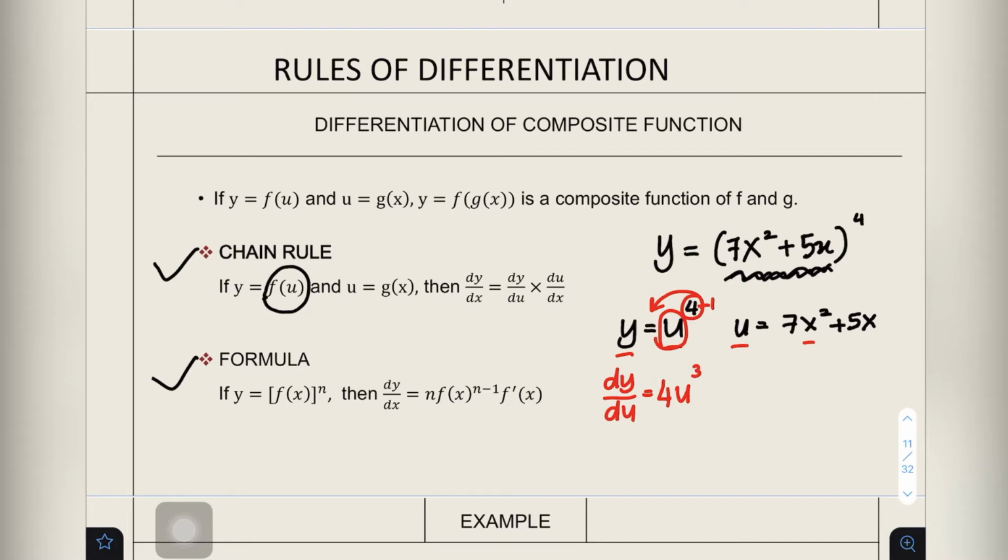Then we differentiate u, and we need to differentiate u in terms of x because we have the equation in terms of x. So what you will get is du/dx, the differentiation of u with respect to x. We do the process of differentiation as usual: bring the power in front and multiply with the coefficient. 2 multiplied by 7 is 14x.